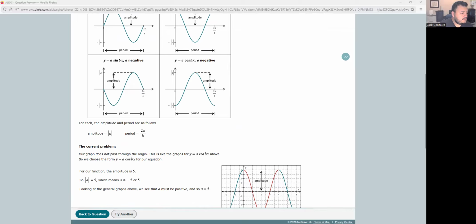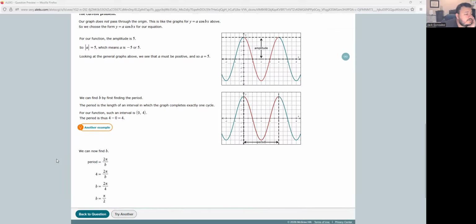So basically you say, okay, well, that means that 4 is equal to 2 pi over b. You set it equal to the formula because we know the period by looking at it, but we don't know what the b is. So you do your algebra, solve for b. That's what we're gonna do. That's what they're gonna do right here.